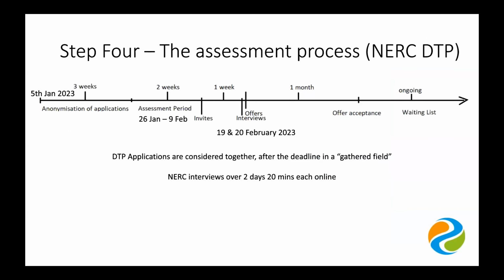So this is the timeline for the assessment process, and hopefully I've updated all of this correctly. But this year our application deadline is on the 5th of January, and that should be 2024. Sorry, I did this yesterday. These are 2024 dates, but I've put 2023 at the end, I've just realised. So it's the 5th of January 2024 is the application deadline.